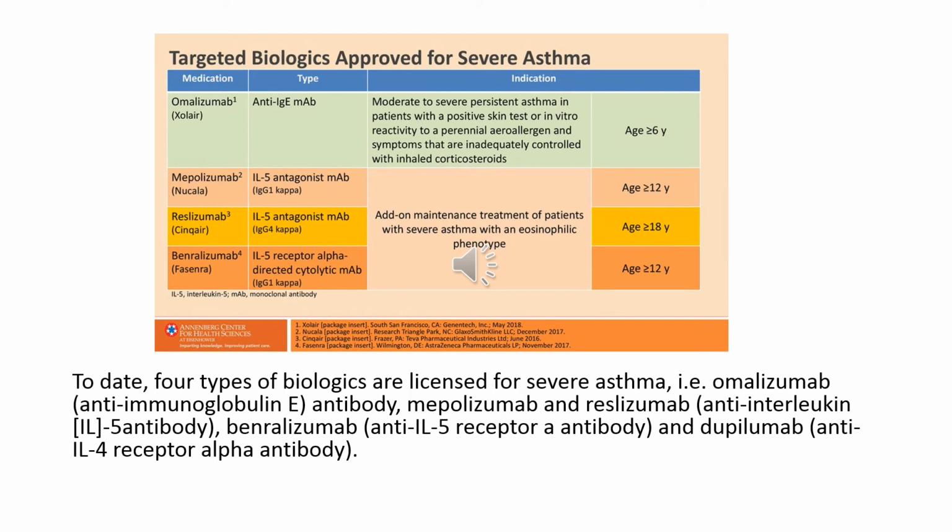Let's look at the next class of anti-inflammatory drugs, monoclonal antibodies. Today, four types of biologics are licensed for severe asthma: omalizumab, anti-immunoglobulin E antibody; mepolizumab and reslizumab, anti-interleukin-5 antibody; benralizumab, anti-interleukin-5 receptor antibody; and dupilumab, anti-IL-4 receptor alpha antibody.